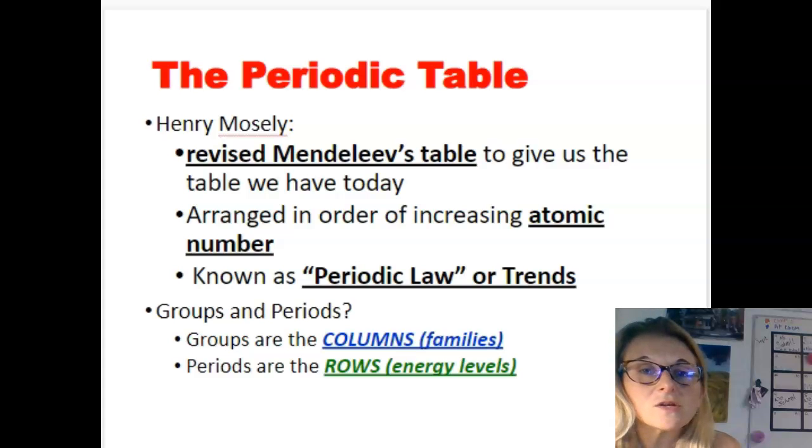Groups, those columns, are also going to show us the valence electrons. Remember, we talked about column 1 has 1 valence electron, column 2 has 2 valence electrons, and so on.